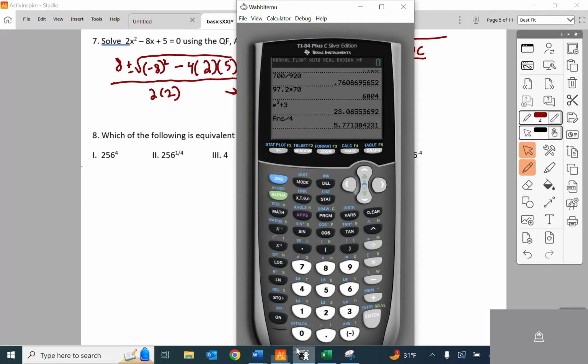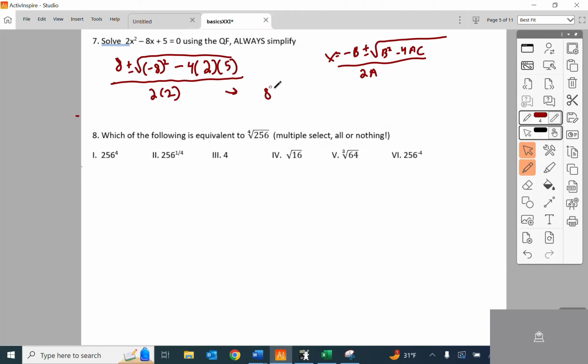Now, what's inside? It's a shame I have to show that, some of you just have to push buttons. Root 24 is inside. Okay. 8 plus or minus root 24. Both pieces are sitting over a 4. Not one, like some of y'all will do 8 over 4 and then you forget that the other piece is also over 4. 8 over 4 is 2.